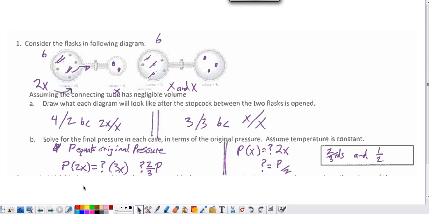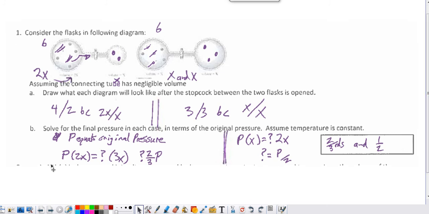On the right side, the volume is doubling, so the pressure gets cut in half. That's a little bit more cut and dry because we're going from x to 2x. So the pressure gets cut in half. All right, that's number 1.